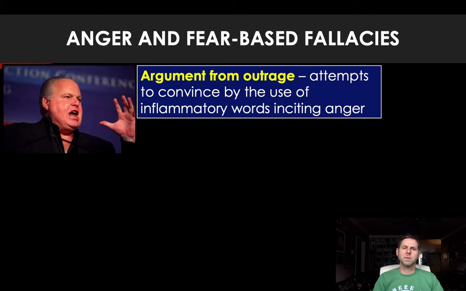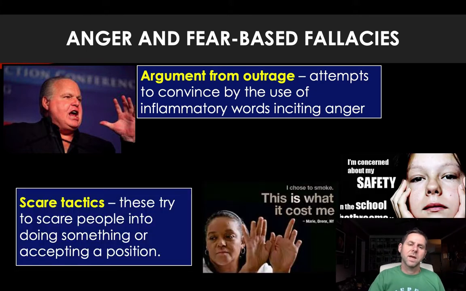So anytime you see a demagogue trying to get a crowd really angry about something, that's the argument from outrage. It's one thing to be angry because reasons were given to you, and because of those reasons you think a particular thing should be done. It's another thing to get you upset and essentially get you to believe or do something because you're upset. The next one is scare tactics, and scare tactics is really interesting.